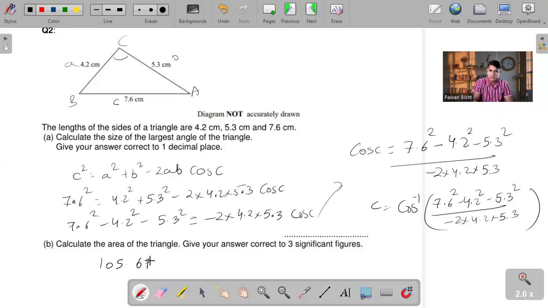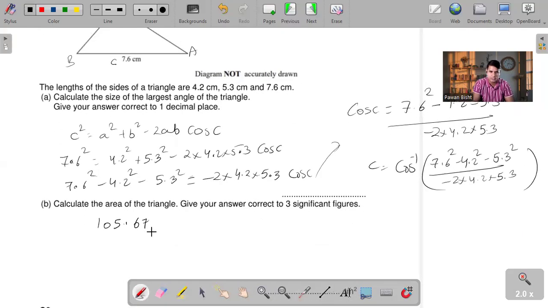Right. Now when I write 6 7, some students do like this 6 7. I don't know why they do 6 7, but they do start doing it in their class. Okay. So 105.67. If you round it off, it will come 106 degree.